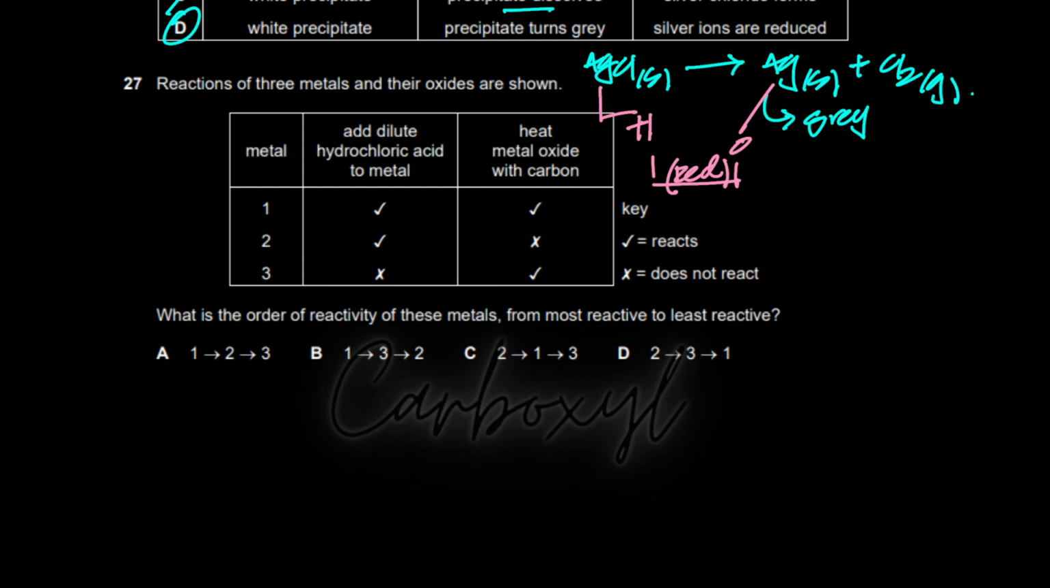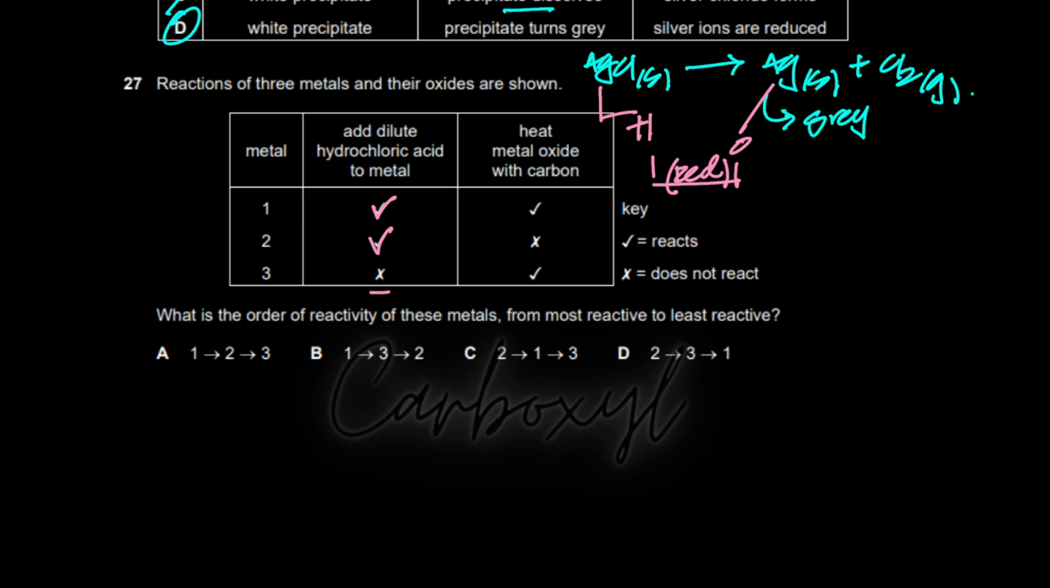Reactions of 3 metals and their oxides are shown, okay? And 1, 2, 3, and he's asking what is the order of reactivity of these metals from the most reactive to the least reactive. Now, pretty easy. If you check metal 1 out, when you add it to dilute hydrochloric acid, it reacts with it, right? So it's obviously above hydrogen in the reactivity series. If you check 2 out, when you add it to dilute hydrochloric acid, it reacts with it, which means that it is above hydrogen in the reactivity series.